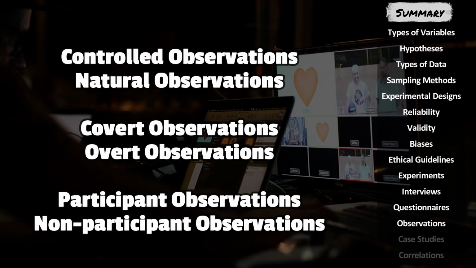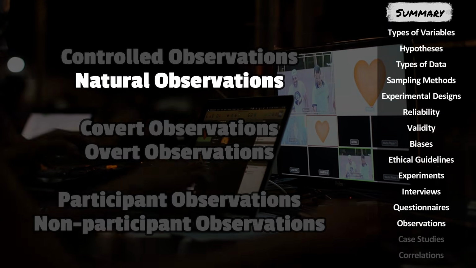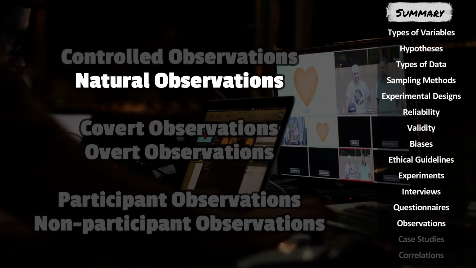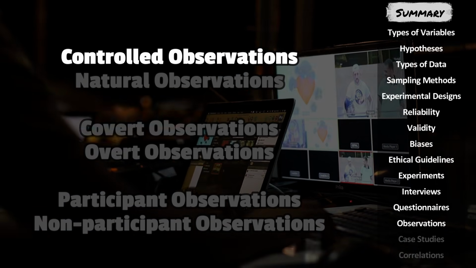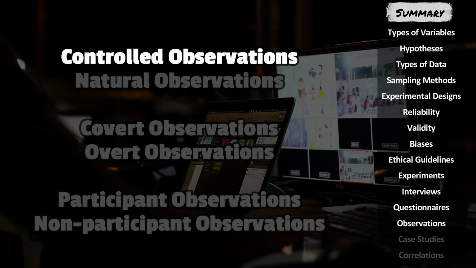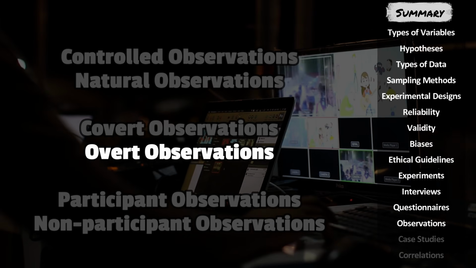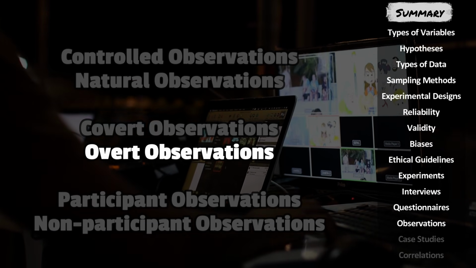Now, each of these 6 types has a strength or weakness, so I'm going to absolutely breeze through them very quickly. With naturalistic, you've got problems with extraneous variables, and that makes it really hard to establish cause and effect. Controlled observations make things artificial, so that means people won't act naturally, which causes ecological validity problems. Overt observations means social desirability is going to hit in. There's going to be this observer effect where participants will behave differently because they know they're being observed.